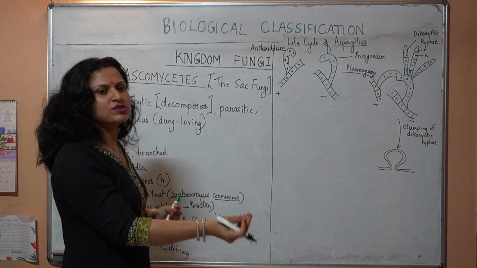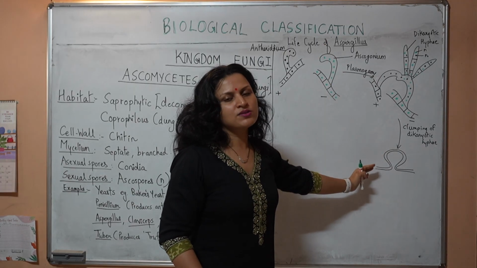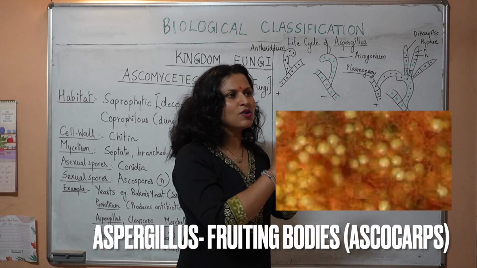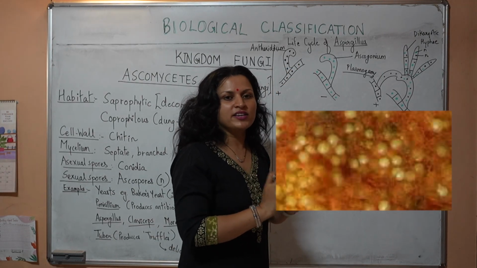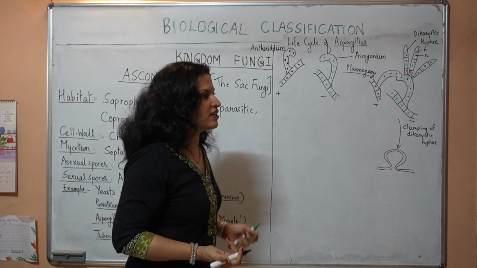Different types of fruiting bodies are formed. For Aspergillus, the fruiting body does not look like a mushroom. It looks like a small mustard seed, sort of. The structure will be made up of dikaryotic hyphae. Inside also there will be dikaryotic hyphae.